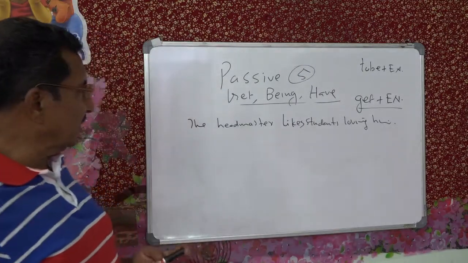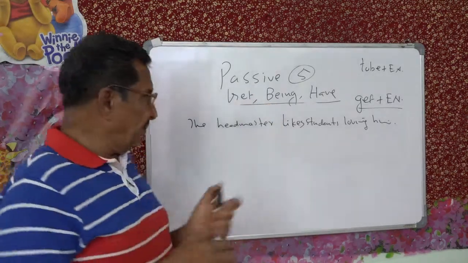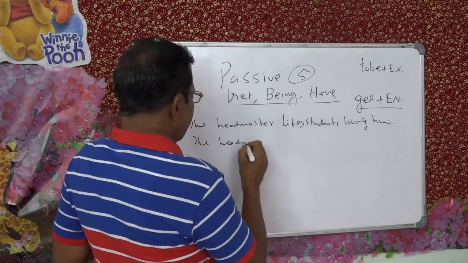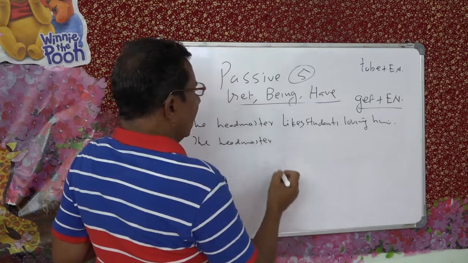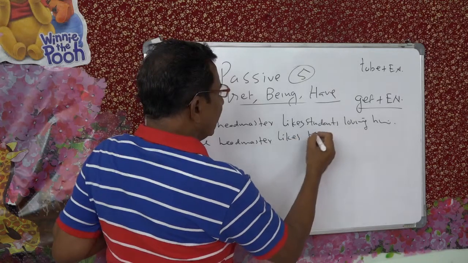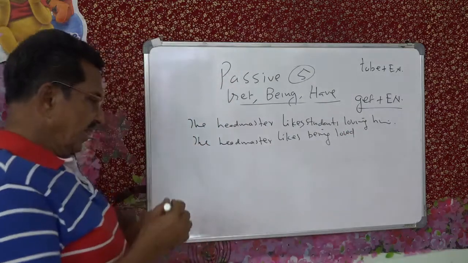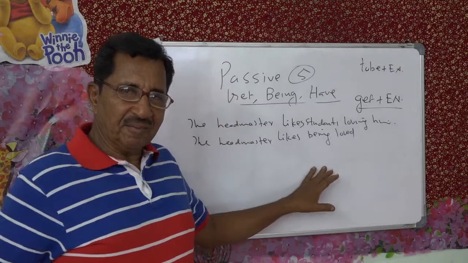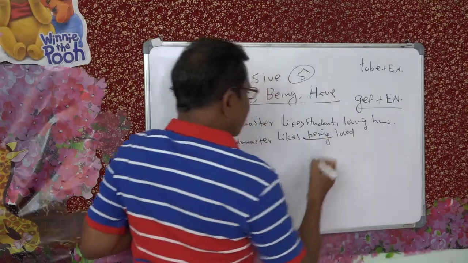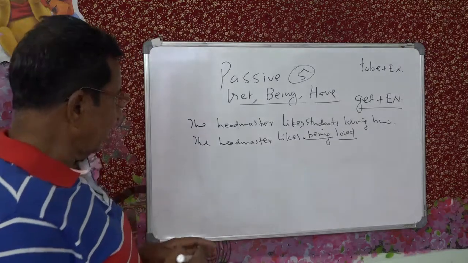Now this can be converted into being passive. So that being is the present participle of be. So you can write like this: the headmaster likes being loved. That is what have you done? You have brought in a being plus past participle. The headmaster likes being loved.